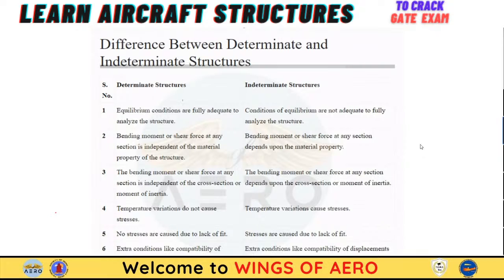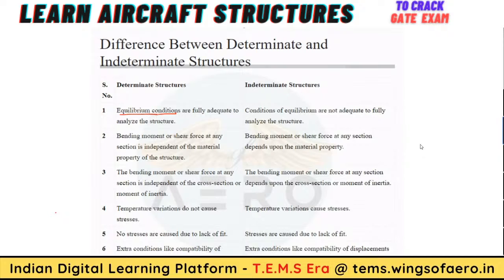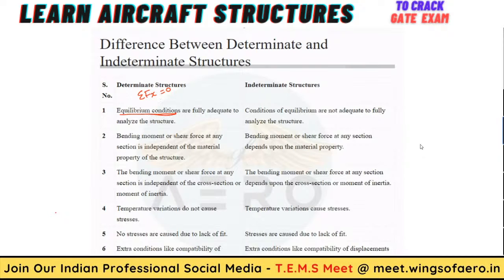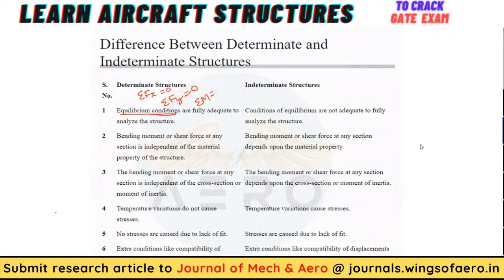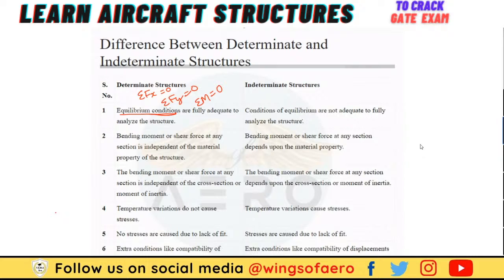First of all, a determinate structure will satisfy all the equilibrium conditions. Equilibrium condition is nothing but summation of Fx equal to 0, that is the summation of horizontal forces, summation of vertical forces, and the summation of all the moments equal to 0. But in the case of an indeterminate structure, it will not satisfy that.